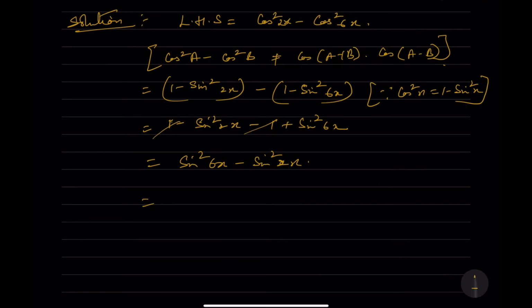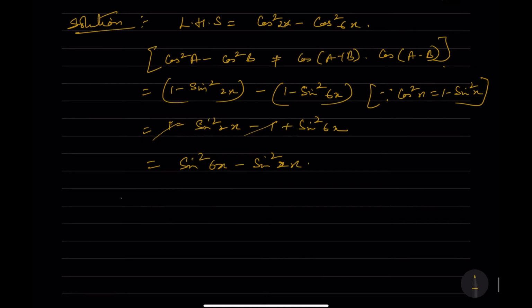Here you are having a minus sign for sin square 2x. So therefore, because plus is for sin square 6x, you can write it as sin square 6x minus sin square 2x.